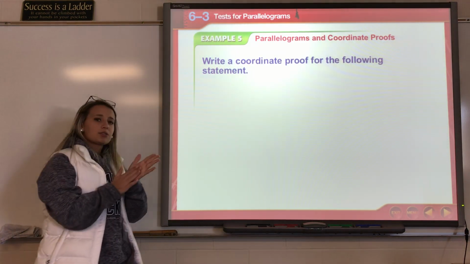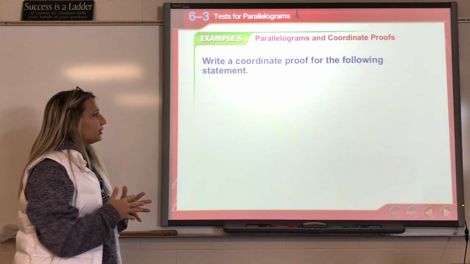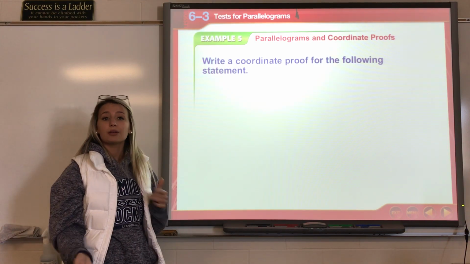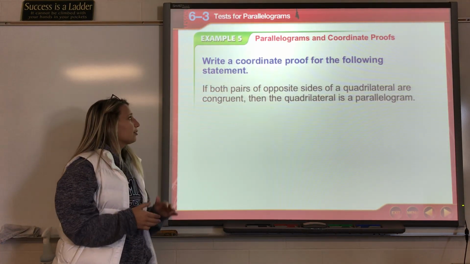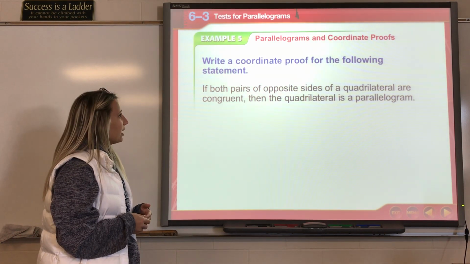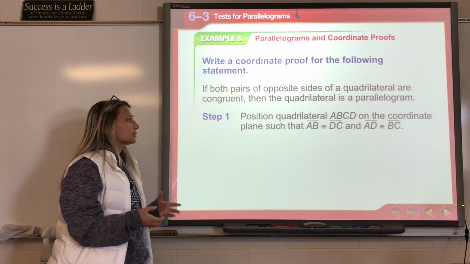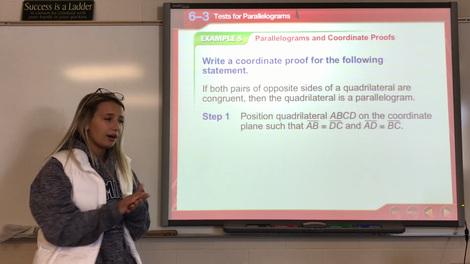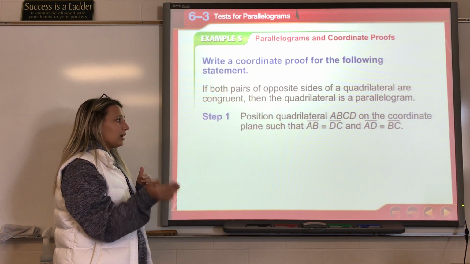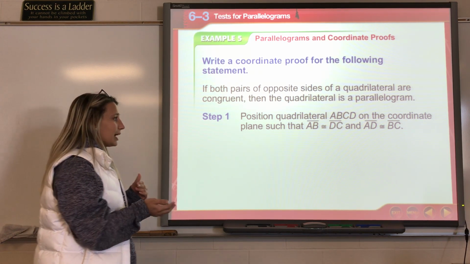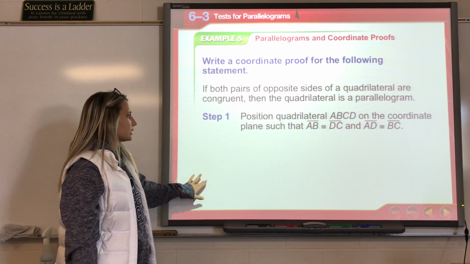All right, so throwback to a couple chapters ago, maybe last chapter, I can't remember. We did coordinate proofs. Some of you liked those, some of you didn't. So we're going to write a coordinate proof for this statement: if both pairs of opposite sides of a quadrilateral are congruent, then the quadrilateral is a parallelogram. So step one, we have to create our proof. We're going to position the quadrilateral on the coordinate plane so that AB is congruent to DC and AD is congruent to BC.